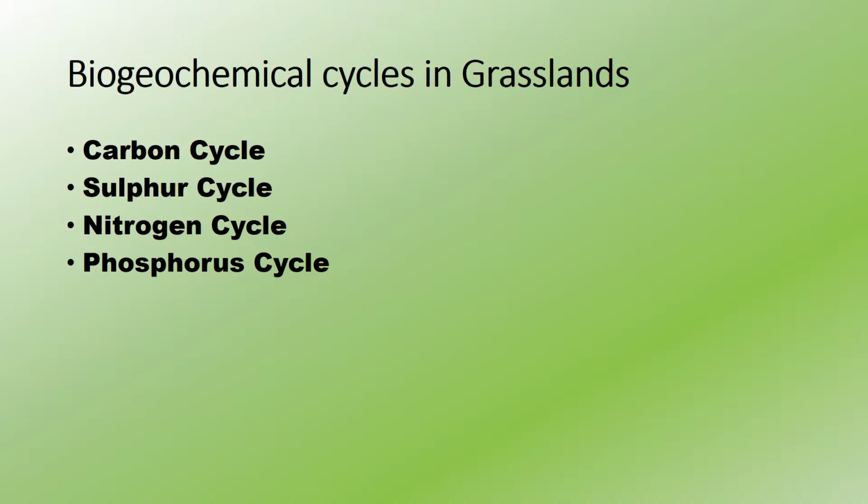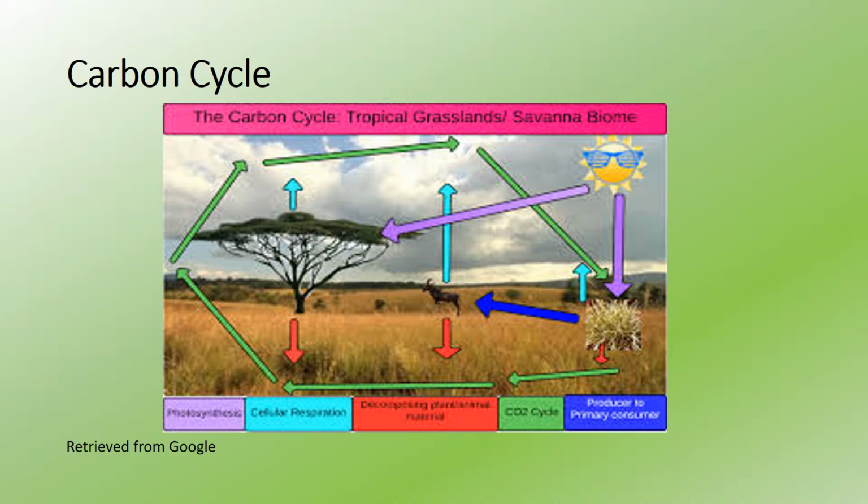The biogeochemical cycles in grasslands include the carbon cycle, the sulfur cycle, the nitrogen cycle, and the phosphorus cycle. In the carbon cycle, I'm going to talk to you about the savanna biomes.